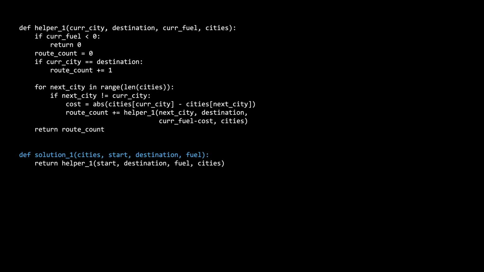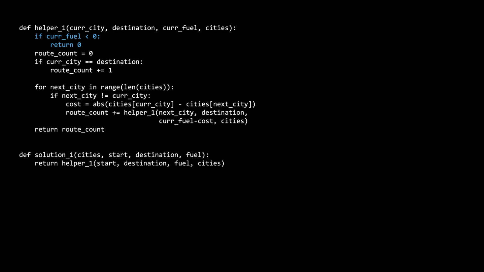The code follows the ideas I was just discussing. We start off at the entry point of our solution, which is the function solution1. All the main function does is call the recursive helper function, and ultimately it will return its value. It passes in the starting city as the current city, the destination as the destination, the starting fuel as the current fuel, and the same cities list.